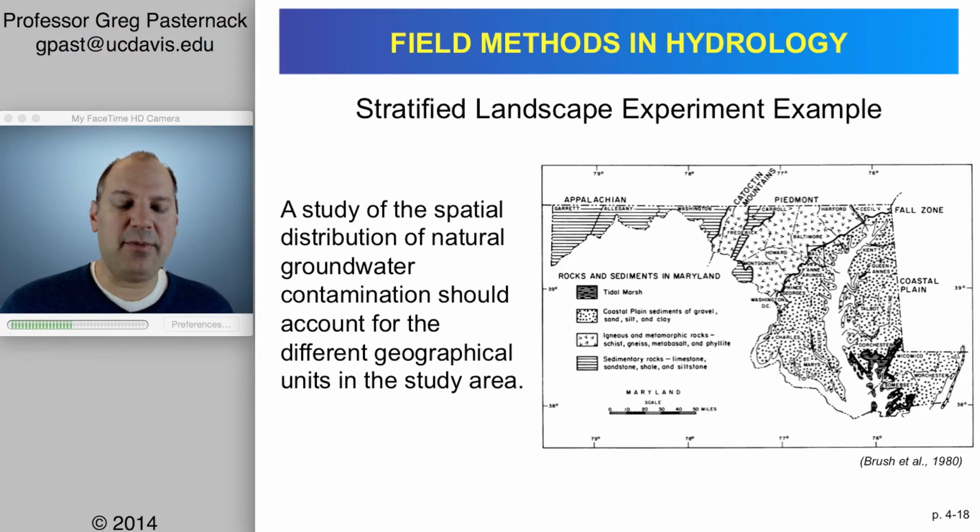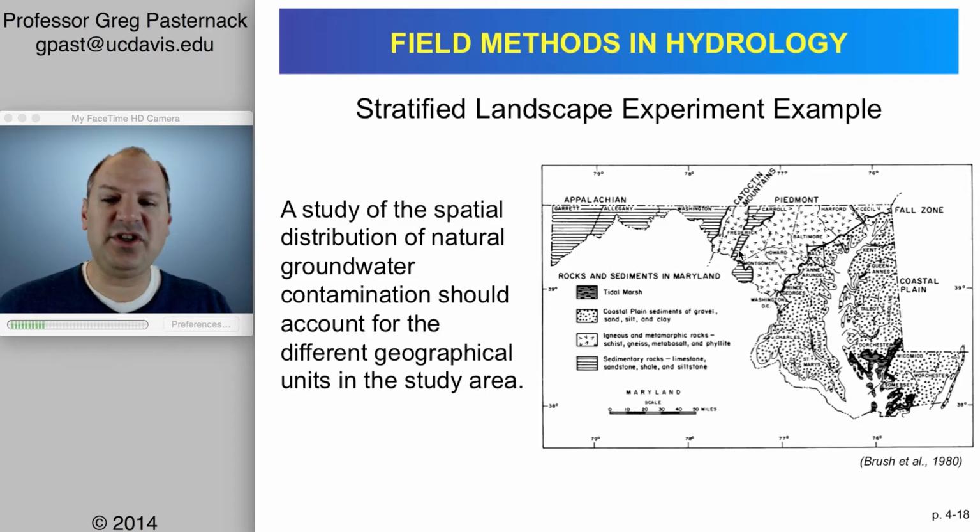A simple example of this would be if one wanted to characterize the groundwater resources or groundwater contamination of the whole state of Maryland. So here's a map of Maryland that shows different geological provinces, geological physiographic provinces. You can see them shown here. There's 4 main provinces that are shown.